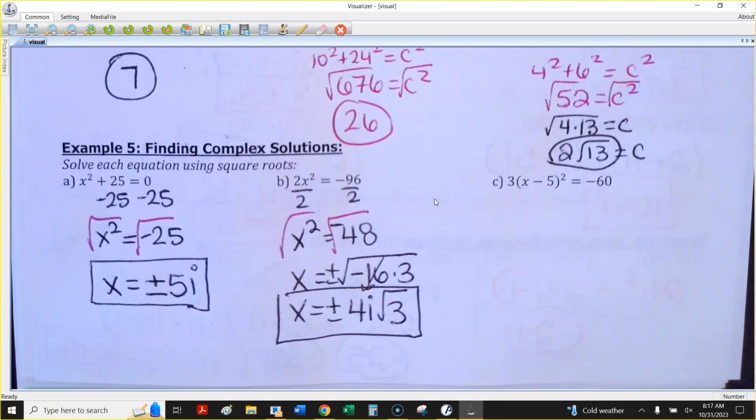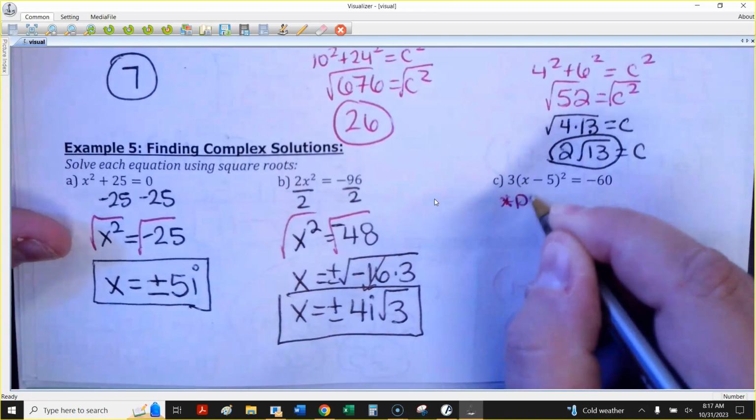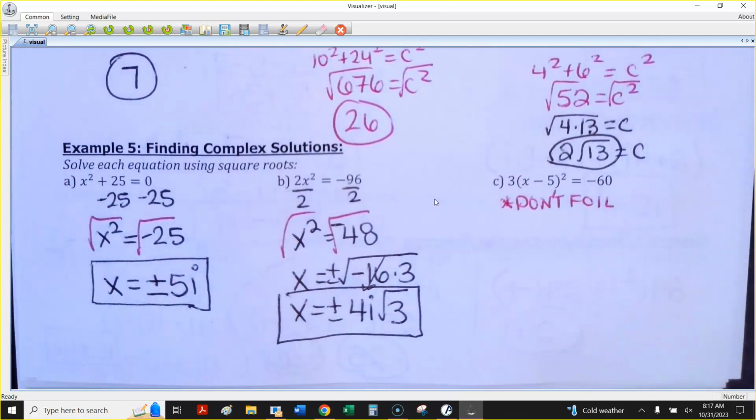All right, now the last one. Please, please, please, don't forget this. Don't FOIL on this last question here. If you see parentheses like that and you have an equation, you want that, because if you can get those parentheses alone, you can just take a square root and dispose of that whole thing. So don't FOIL that out. I'm going to divide by 3 real quick.